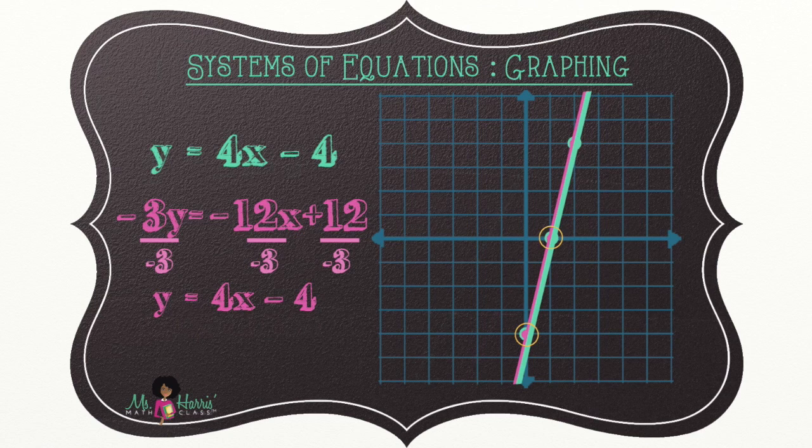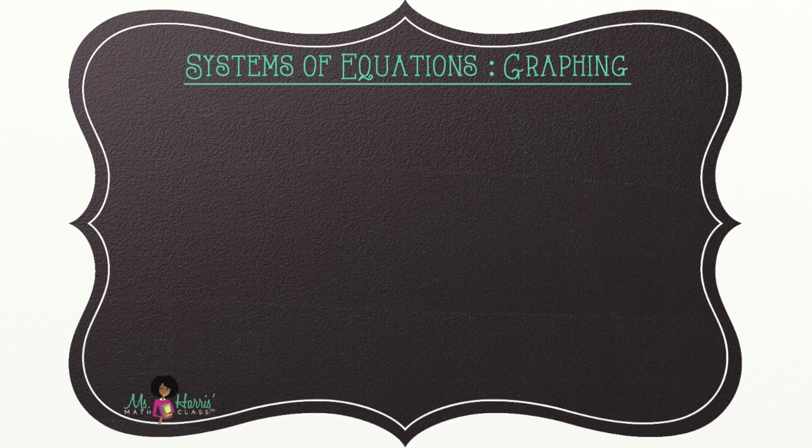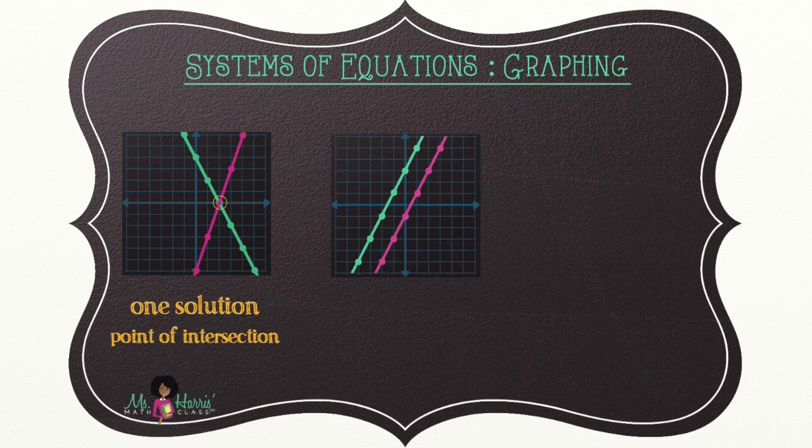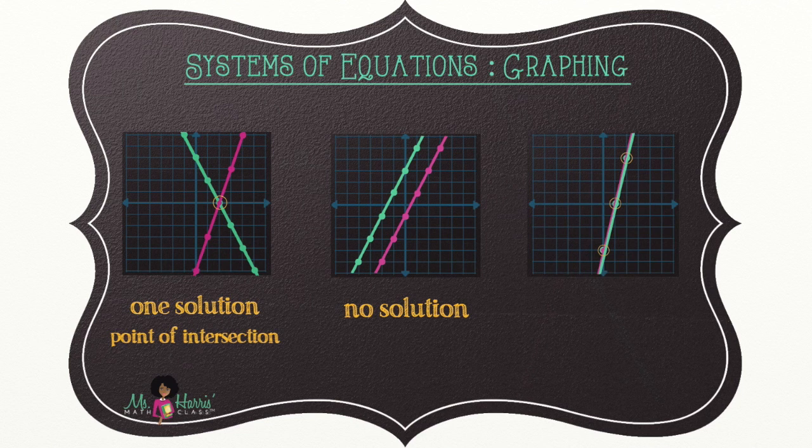If you consider that a graph goes on in both directions for infinity, we have many points of intersection, which means we have infinitely many solutions, or IMS. To review, when graphing to solve systems of equations, if your lines intersect, you have one solution, and that solution is your point of intersection. If your lines are parallel, you have no solution. And if your lines are the same line, you have infinitely many solutions.